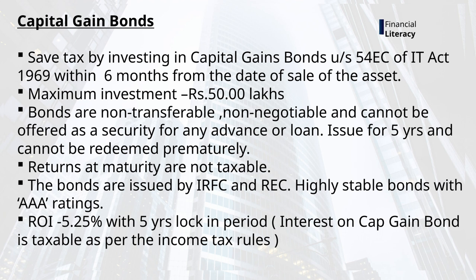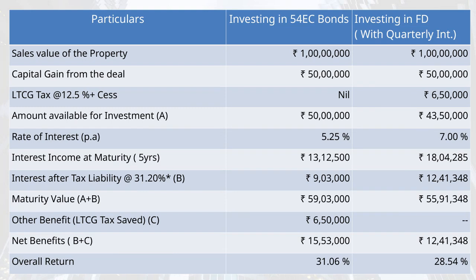Overall, capital gain bonds are an attractive investment option if you're looking to save on taxes while earning stable returns over the medium term. Let's take a closer look at Wardiere, Inc.'s investment and financial options. On this slide, we compare two investment strategies: investing in 54 EC bonds versus investing in a fixed deposit with quarterly interest payments. First, both options are based on a property sale with a sales value of 1 crore rupees and a capital gain of 50 lakh rupees.